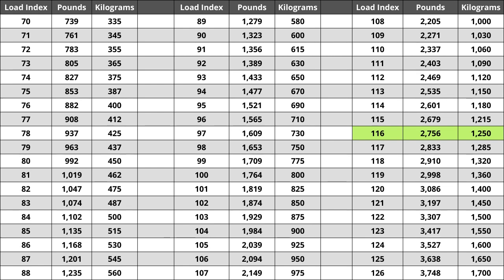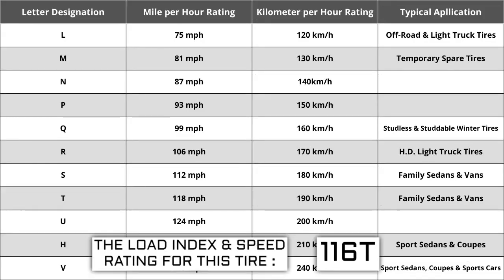Located next to the load index we just talked about, there is a letter. The letter T is the speed rating for this tire. This is the maximum speed sustainable for the tire. Each letter has a corresponding speed rating approved by the Department of Transportation and the tire manufacturer. Alphabetically, the speed rating increases as the letters advance from A to Z, except for the letter H, which we'll explain in a minute. The most common speed ratings range from L, 75 miles per hour, to W, 168 miles per hour.